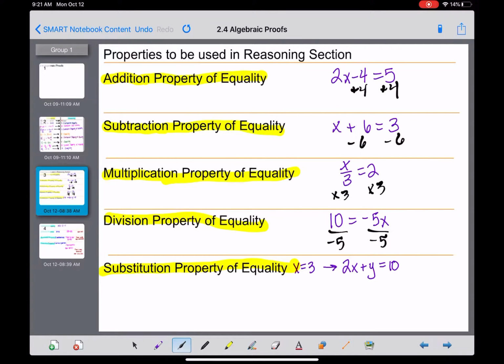All right, so those ones are pretty straightforward. And yes, you have to write property of equality with whatever operation you're working with. Substitution is when you replace it. So if I know x is equal to 3 and I have the formula 2x plus y is equal to 10, when I take out the x and I put in the value of 3, that's a representation of the substitution property.